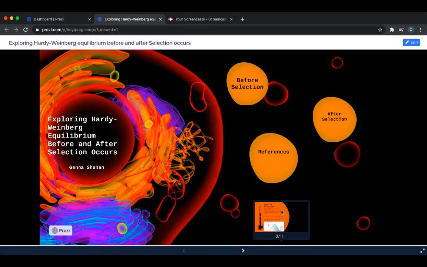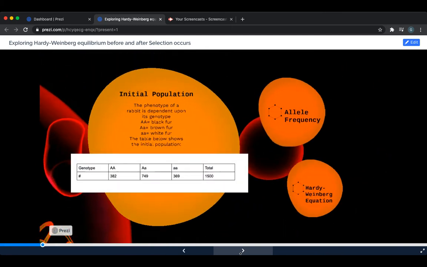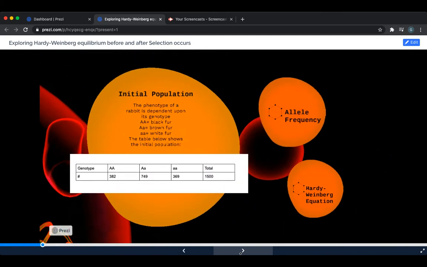Today we are studying the effects of selection in a population of 1,500 rabbits. In the initial population, when all aspects of the Hardy-Weinberg equilibrium were obeyed, we had 382 rabbits possessing the big A, big A genotype for black fur. There were 369 rabbits with white fur, meaning they would have the little a, little a genotype. There were 749 heterozygous rabbits exhibiting brown fur, a product of having one big A and one little a.